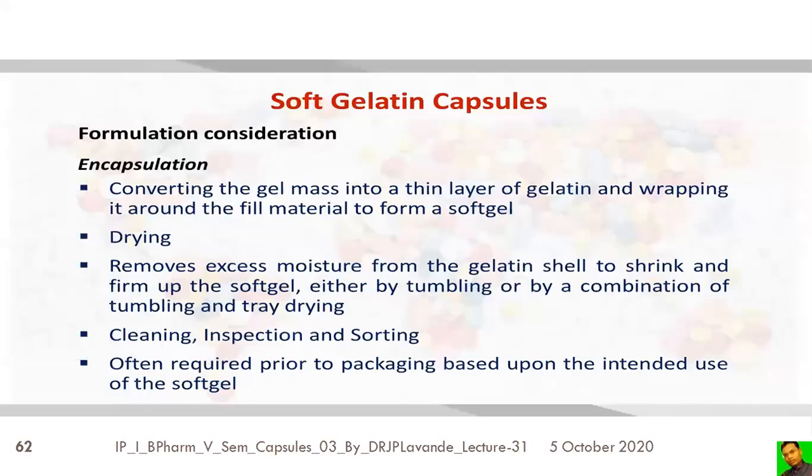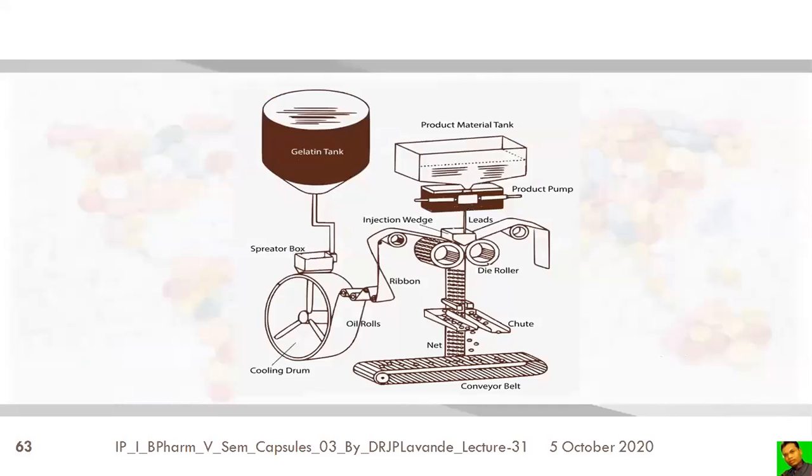Fill material preparation: equipment may include processing tanks, mixers, vacuum homogenizers, and sieves along with mills. This is followed by encapsulation, converting the gel mass into a thin layer of gelatin and wrapping it around the fill material to form a soft gel. That is followed by drying, to remove the excess moisture from the gelatin shell so that it shrinks and firms up the soft gel, either by tumbling or by a combination of tumbling and tray drying. Then follows cleaning, inspection and sorting of the defective capsules, and often printing, prior to packaging based upon the intended use of the soft gelatin capsules.